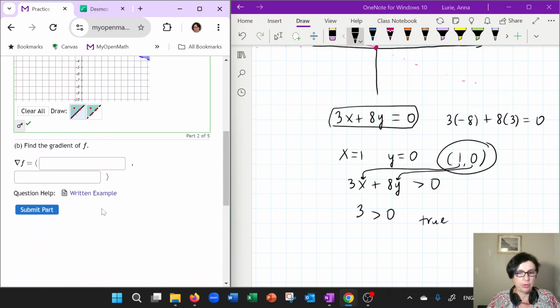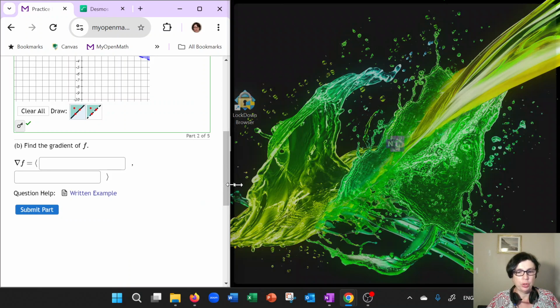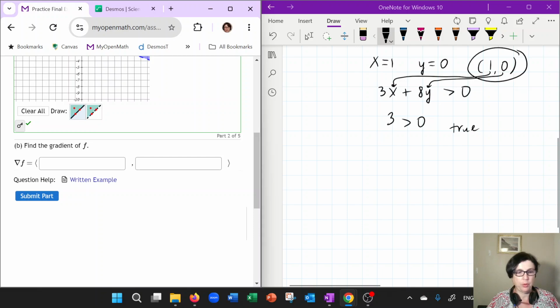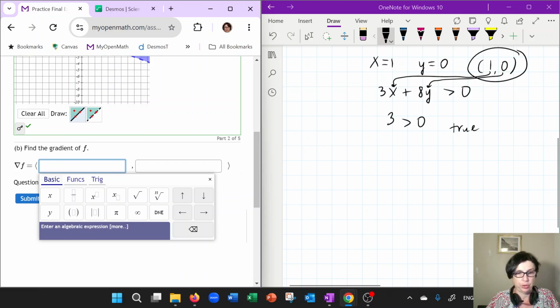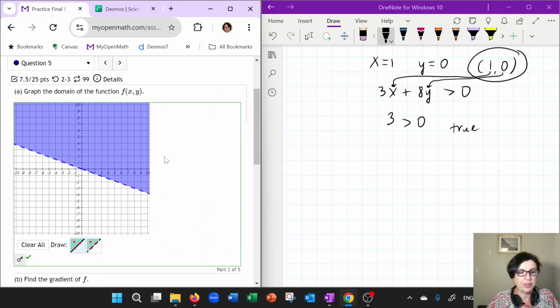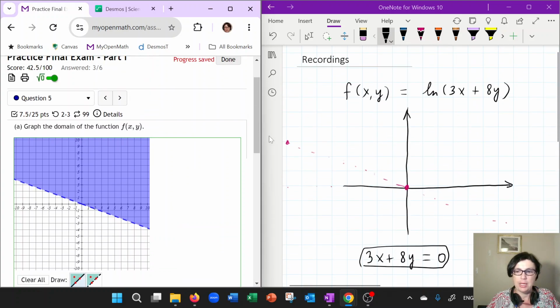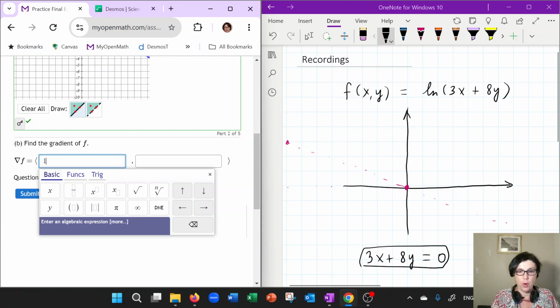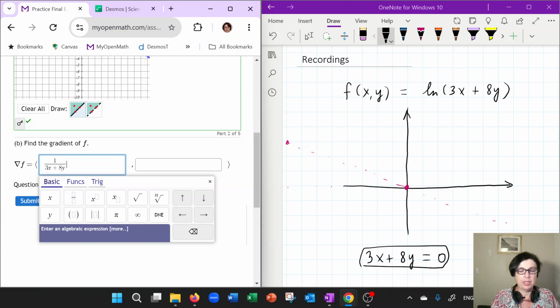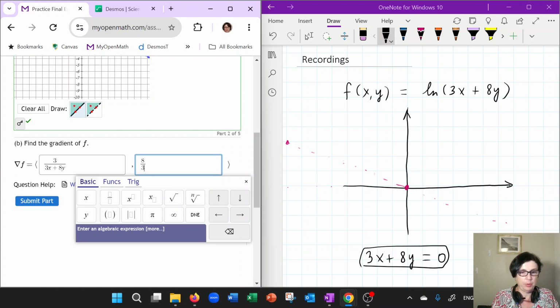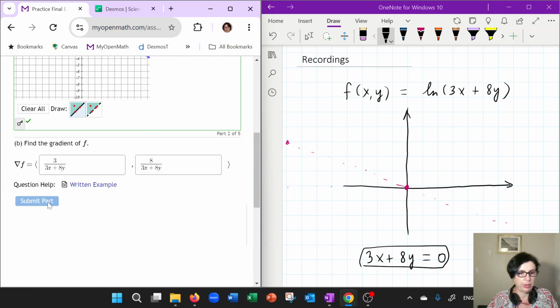Okay, now that I got this right, let's find the gradient. In order to find the gradient, all that we are required to do is just find the partial derivatives, and we write them as a vector. Now, the partial derivative of log of something, and this something is 3x plus 8y, is going to be 1 over the something multiplied by the derivative of the something with respect to x, which is just 3. Now, I can actually put 3 on the top. And then over here will be the same exact thing, but 8 will be on the top, and 3x plus 8y will be on the bottom.